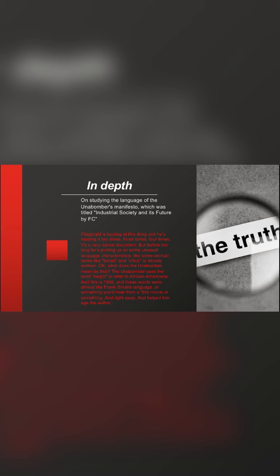On studying the language of the Unabomber's manifesto, which was titled Industrial Society and Its Future by FC, Fitzgerald said that he wanted to devote his time and energy to looking at the language in this case, and see just what he could make out of it. Fitzgerald is looking at this thing and reading it 2 times, 3 times, 4 times. It's a very dense document, but before too long he's picking up on some unusual language characteristics, like some archaic terms like broad and thick to denote woman. Fitzgerald was thinking, what did the Unabomber mean by that?